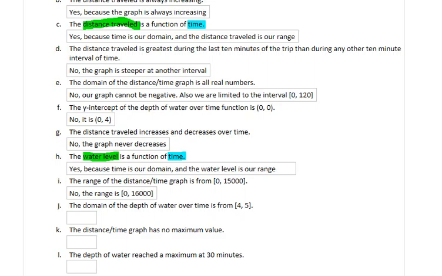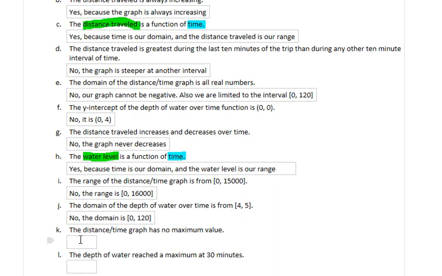The domain of the depth of the water over time is from 4 to 5. No, we can look back up at what we wrote. Our domain is from 0 to 120. In fact, the interval that they gave is a little more prudent maybe for the range, but it's not even the whole range. They're missing a ton of numbers.